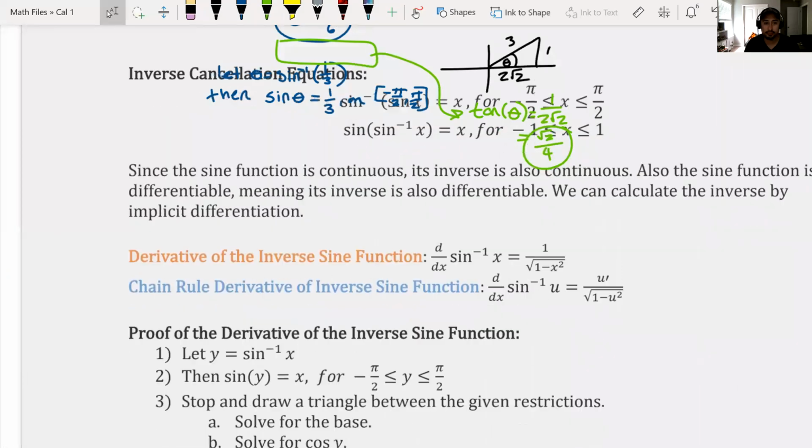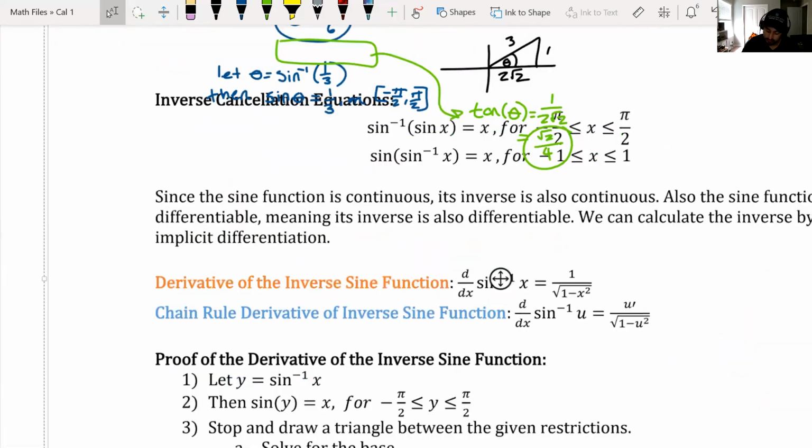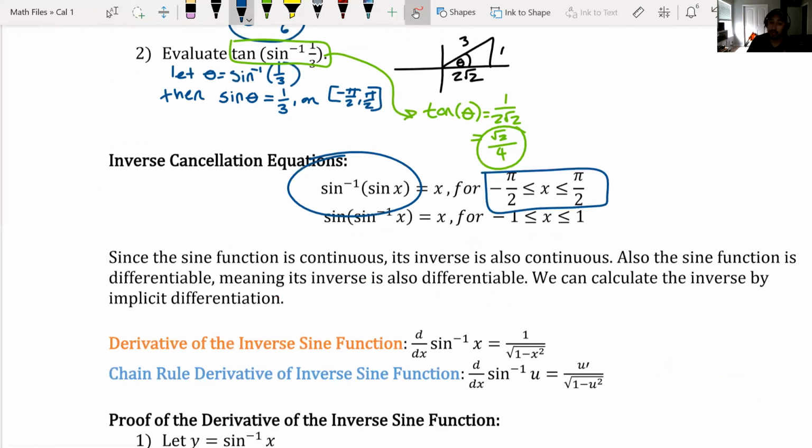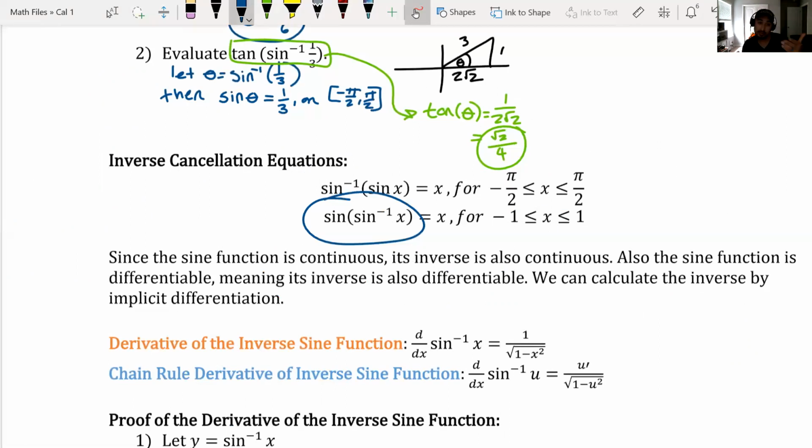And down below, a refresher on inverse cancellation equations. Remember, inverse sine composed with sine cancels and has to obey the restrictions of negative pi over 2 to pi over 2. Sine composed with the inverse sine cancels and has to obey the restrictions of negative 1 to 1. I put those there to help you with your homework, but it's also good to remember and refresh.